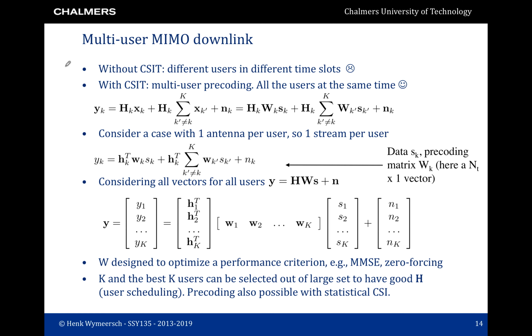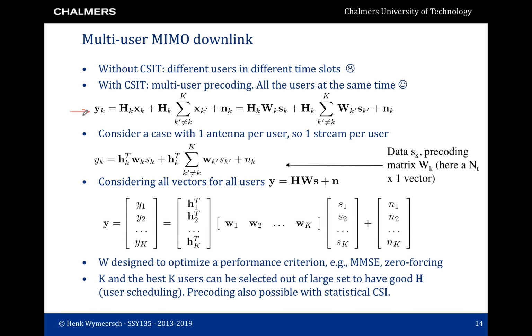Multi-user MIMO in the downlink is far more interesting. In case the base station does not have channel state information, all it can do is send to different users at different times or over different frequencies. So we revert back to TDMA and FDMA. If the base station does have channel state information, it can do something much smarter called multi-user precoding. It will basically send signals to all the users at the same time over the same frequencies and still allow the users to recover their signals with low complexity.